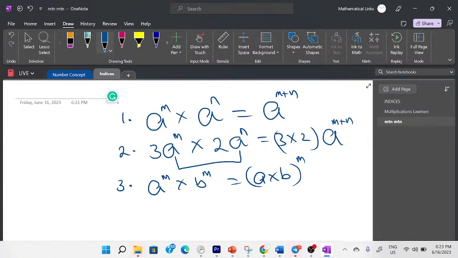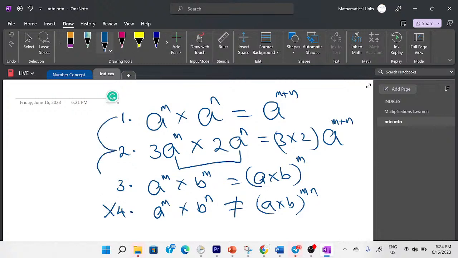Okay, so let's add another one to make it 4. So let's say you have a to the power of m, then you have b to the power of n. So in this case now, you cannot multiply the bases. You can say a by b, then to the power of m times n, or m by n. This will not be correct. So we are not looking into this. We are just looking into these three categories.